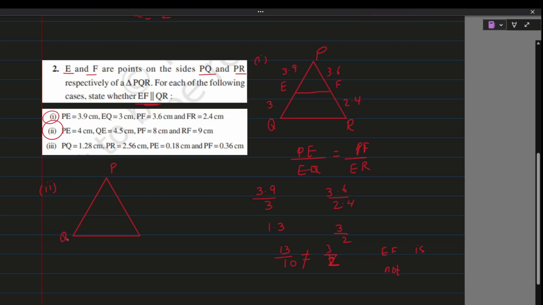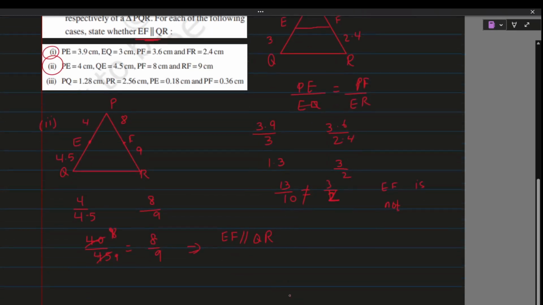Again the triangle is PQR. It's given E here and F is on the side PR. PE is given 4 centimeters, QE is given 4.5, PF is 8 and RF is 9 centimeters. So let's check with the converse of BPT theorem. 4 by 4.5 and 8 by 9. Let's remove the decimal here. So it's 40 by 45 and it's 8 by 9. 40 by 45 we can cancel out with 5, so it's 8 by 9. So hence the ratios are equal. This implies that EF is parallel to QR.